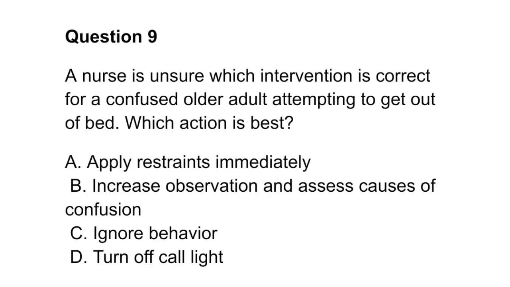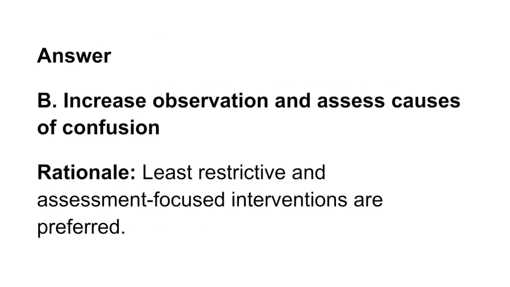Question 9. A nurse is unsure which intervention is correct for a confused older adult attempting to get out of bed. Which action is best? A. Apply restraints immediately. B. Increase observation and assess causes of confusion. C. Ignore behavior. D. Turn off call light. Answer. B. Increase observation and assess causes of confusion. Rationale. Least restrictive and assessment-focused interventions are preferred.